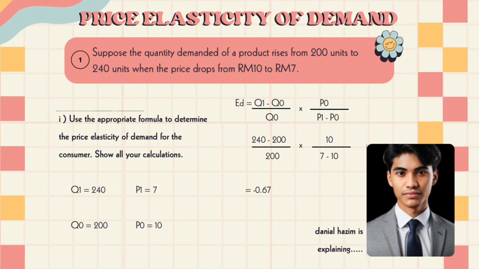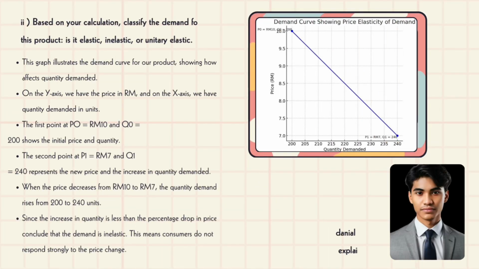So we apply this into the formula: 240 minus 200 divided by 200, multiplied by 10 divided by 7 minus 10. So we will get the percentage change in quantity multiplied by the percentage change in price. And then we will get the elasticity, which is negative 0.67. Since the value of elasticity is less than 1, we classify this as inelastic demand. Now, let's picture it with the graph.